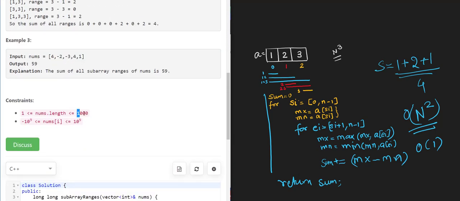So array size is 1000, squared will just be 10 power 6, and elements can be positive, negative, that doesn't matter. We are anyways subtracting max minus min. So this is how we can solve this problem in an elegant way.